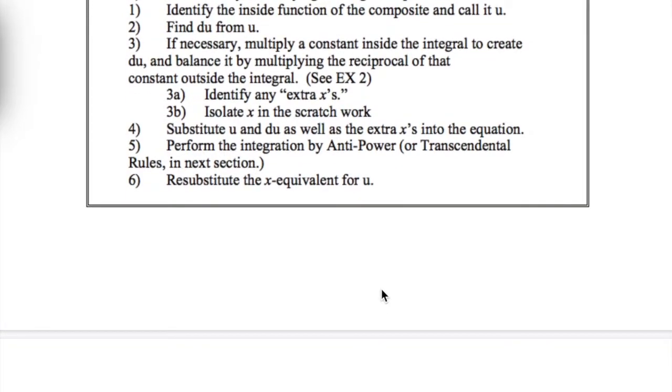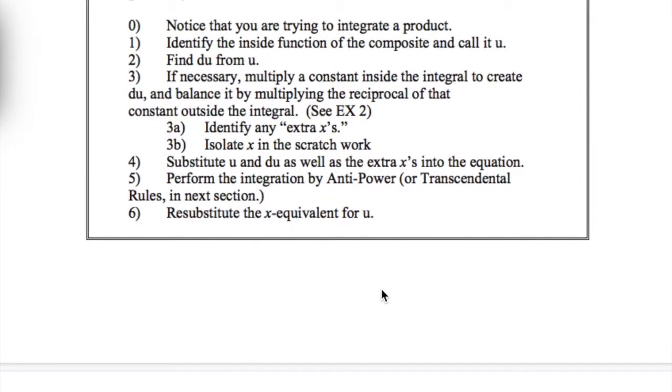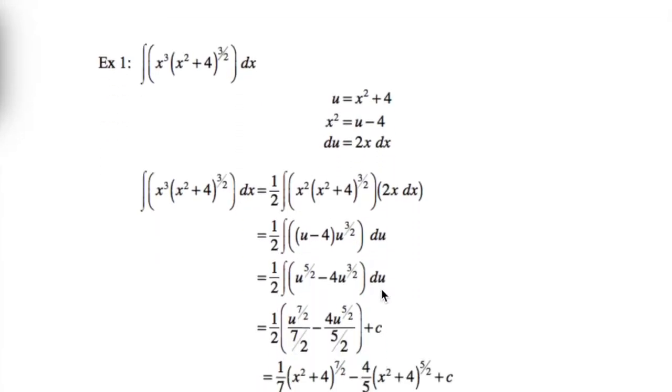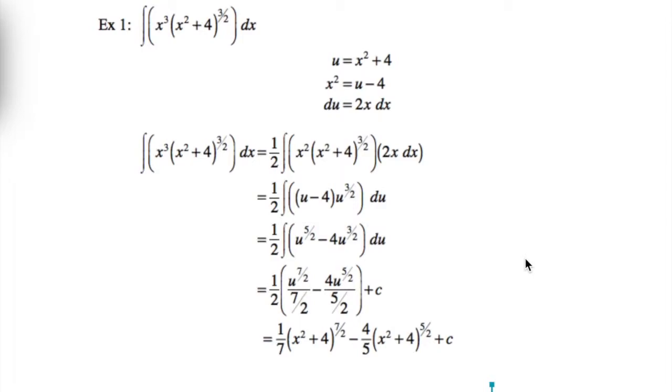So this is best understood when you look at an example. So we're going to look at example 1 from the book, where you are trying to integrate x cubed times the function of x squared plus 4 to the 3 halves dx. And so your u in this situation would be x squared plus 4, and if you take the derivative of that, that would just be 2x dx.